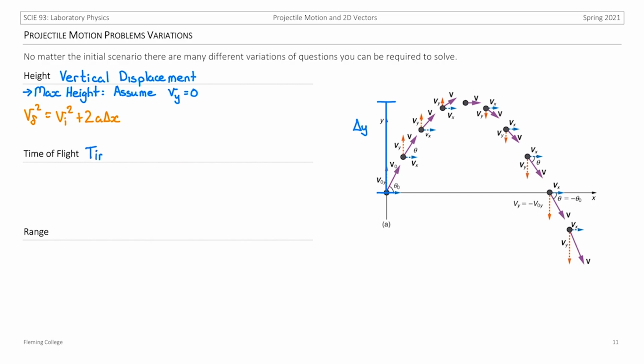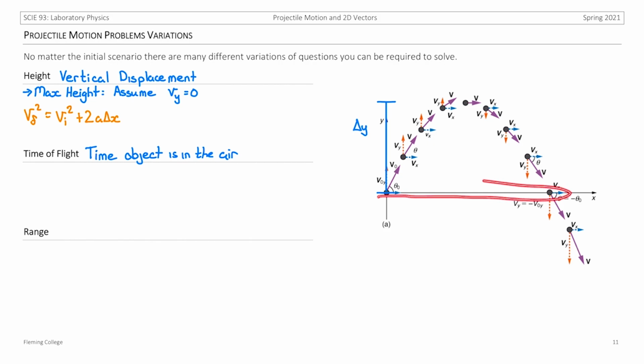Speaking of time, that's another type of problem we can solve. Time of flight refers to the amount of time the object is in the air, and because our horizontal and vertical components are unconnected, this is entirely dependent on the vertical motion. So we have two types of problems here. The first type of problem is where our total vertical displacement is equal to 0.